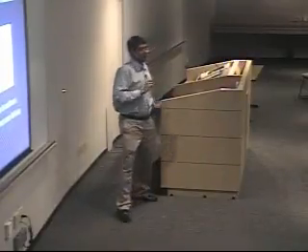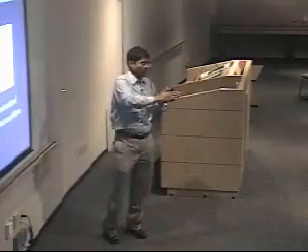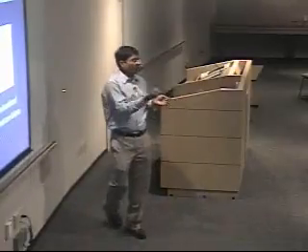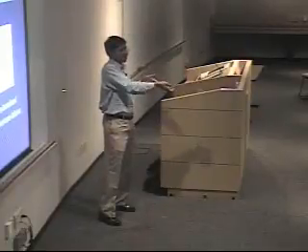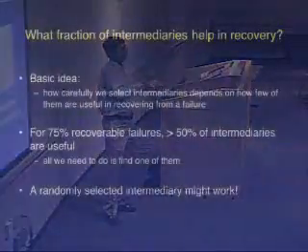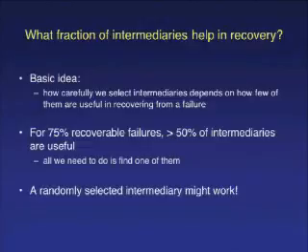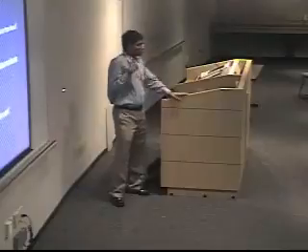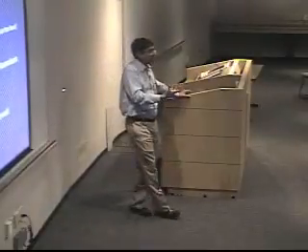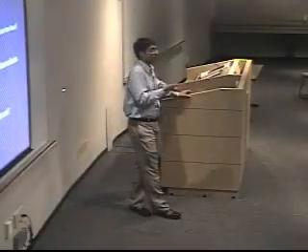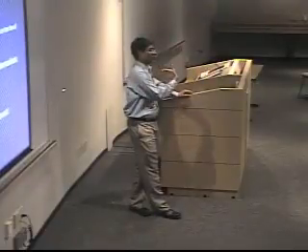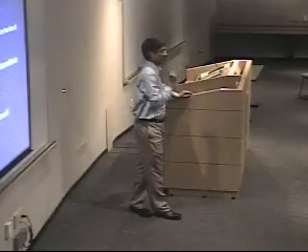However, we still have a problem. We obtain these numbers by probing all the intermediate nodes. So our next goal is to try to achieve the same recovery percentages, but by intelligently selecting a far smaller number of intermediate nodes. Okay? Now, to answer that question, we looked at what fraction of the intermediate nodes actually help in recovery. The basic idea here is very simple. If exactly one node helps me in recovering from a failure, then I need to be very careful about how I pick the one node.